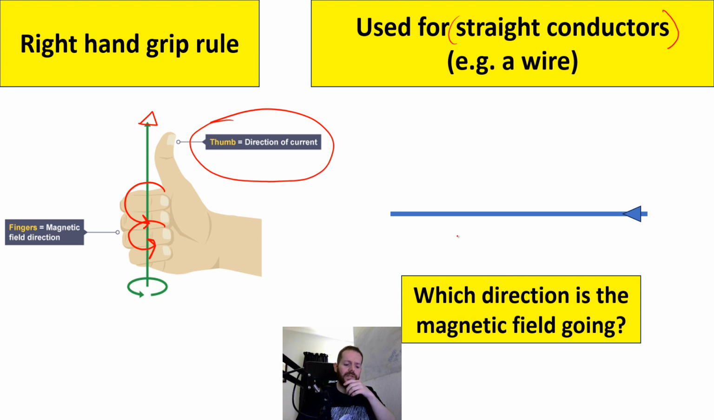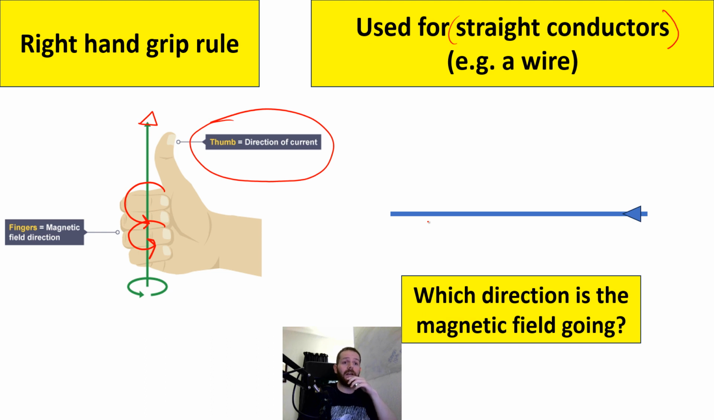On the right hand side, I've got an example, just a quick question I want you to have a look at. I've turned it on its side, because all the ones that I've shown you so far have been vertical, and the current's either been going up or down. It doesn't have to be. The direction that the wire's going in is irrelevant. It's the direction that the current is going in that matters.